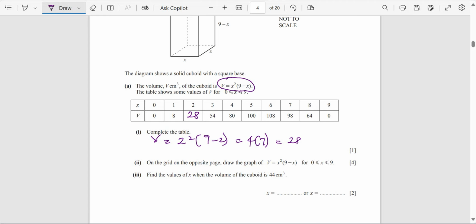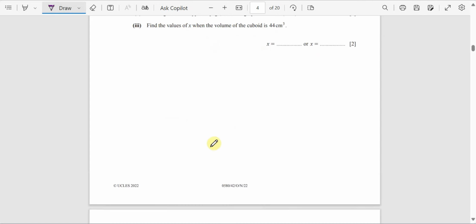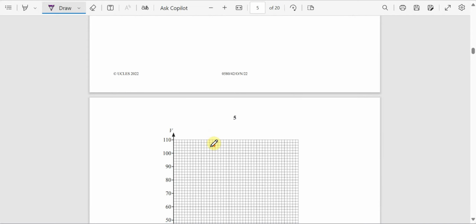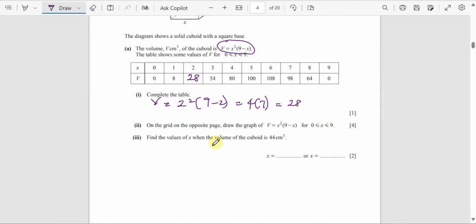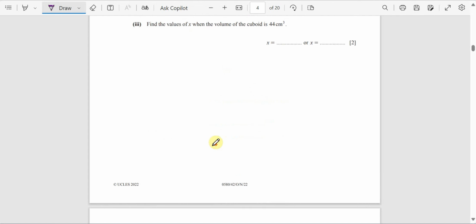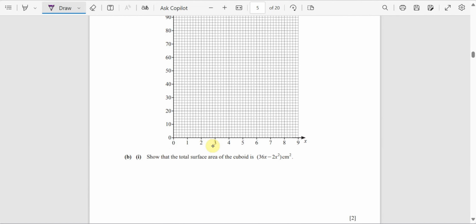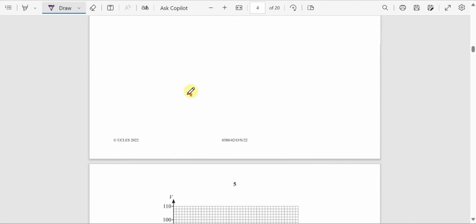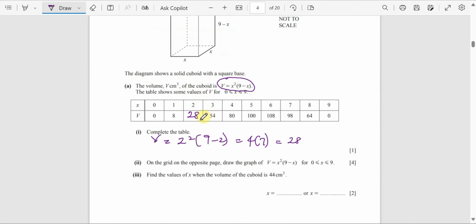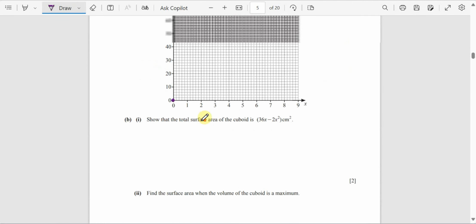On the grid on the opposite page, draw the graph of V equals x squared into brackets 9 minus x for 0 less than or equal to x less than or equal to 9. Find the values of x when the volume of the cuboid is 44 centimeters cubed. So we need to draw the graph first. When x is 0, V is 0. The next one, when x is 1, V is 8.